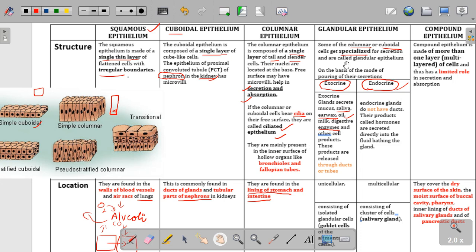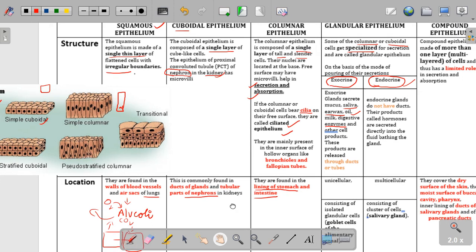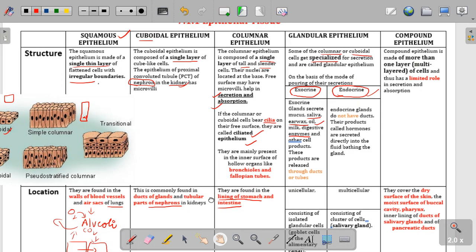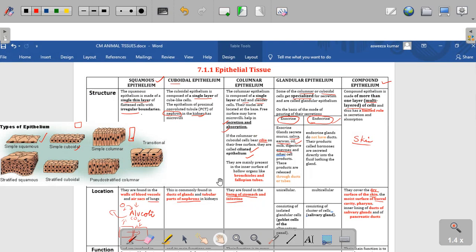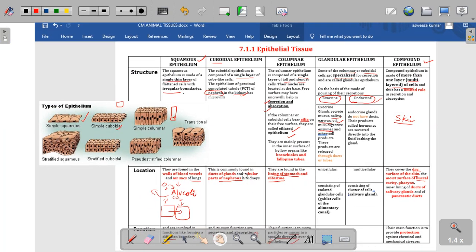And the last part, compound epithelium. Compound epithelium is nothing but many layers or multi-layered cells. Like our skin. Skin is the best example, which is made up of many layers of epithelial cells. That's why they're called compound epithelium. Multi-layered. See, the dry surface of the skin, even our mouth, the buccal cavity, these are all some of the examples that come under epithelial tissue. Right? You can see the function of it. They do the protection, being many layered.